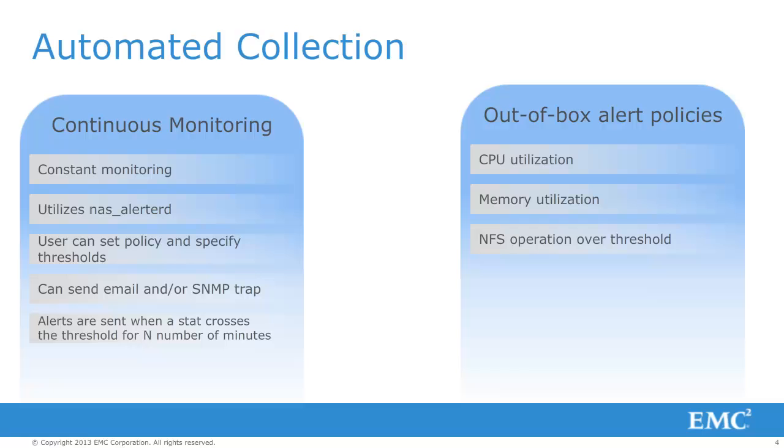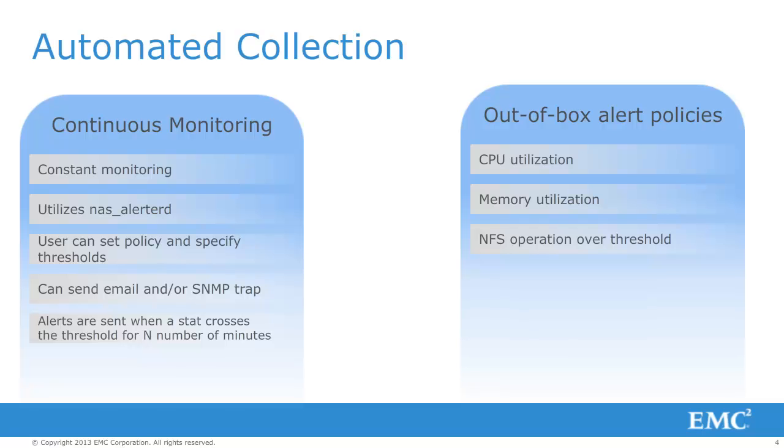The automated collection, as I mentioned, is constant monitoring. It's going to utilize the NAS Alerter D daemon. You can set a policy and specific thresholds to monitor for. And when that policy or threshold is reached, it will go ahead and kick off the server stats for you. The out-of-the-box policy alerts are CPU utilization, memory utilization, and NFS operation. You can send email and/or SNMP traps.